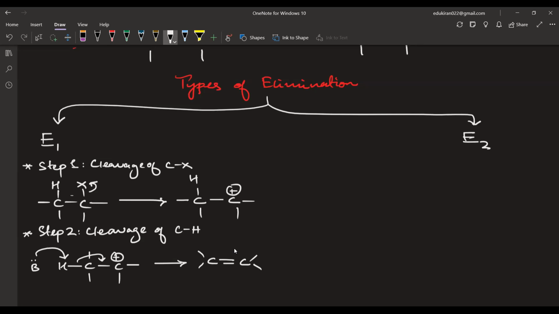So again, why is this called E1? Because this is going to be slow. This is going to be the rate determining step, and the rate is determined by the substrate concentration only. Now E2 will be, in this case, both of the things happening in the same step.